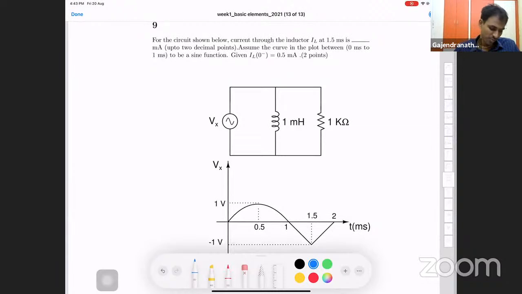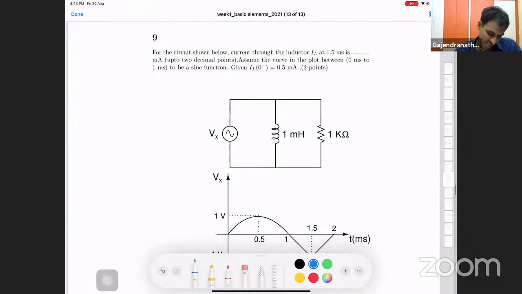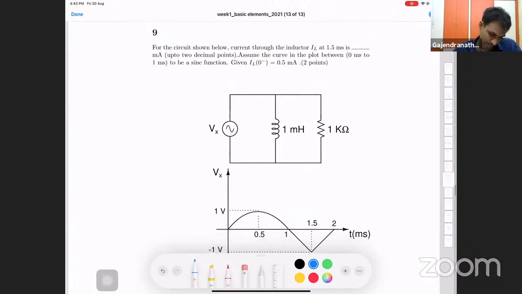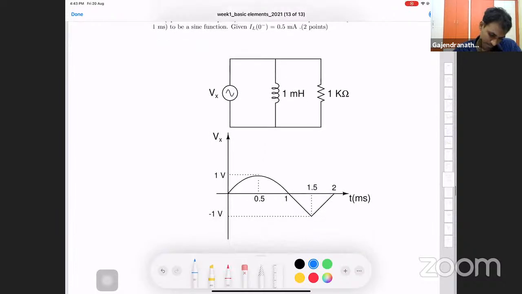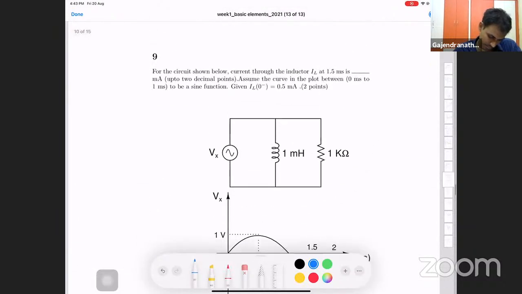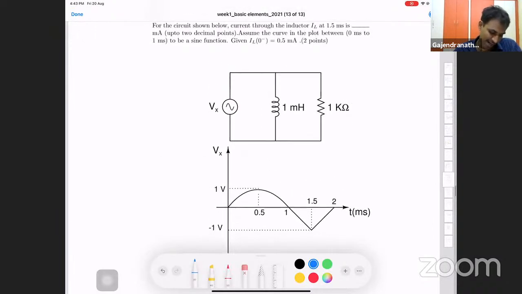For the circuit shown below, the current through the inductor IL at 1.5 milliseconds is. So we want to find the current at 1.5 milliseconds. Now, if you see here, this waveform is a sine wave. Okay, this is a sine wave, this segment. How do I solve it? I wanted to find the current through it.